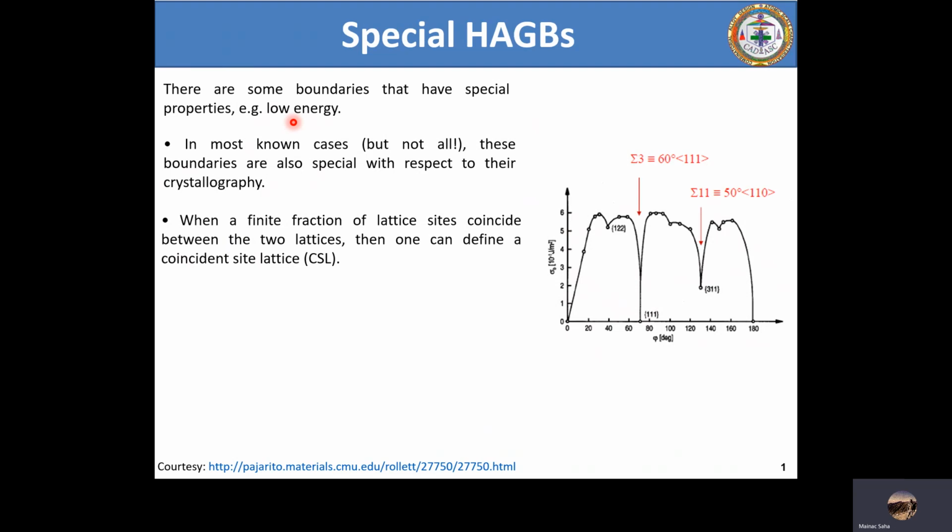So when we look into that, what we see is that when a finite fraction of lattice sites... this is one of the models. This is a CSL model, as we can see from here. This is one of the models which has been devised in order to describe the special high angle boundaries. This is one of the most commonly used models.